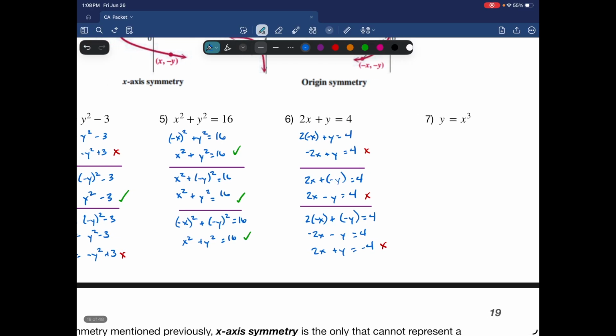Okay, and then let's try 7. So we got y equals negative x all cubed. That's going to give me y equals negative x cubed. That's not my original. So this does not have that symmetry. All right, negative y equals x cubed. Y equals negative x cubed. That's not my original, so still no symmetry. Negative y equals negative x all cubed. So that gives me negative y equals negative x cubed. Y equals x cubed. That is my original. So I finally get some symmetry out of this.